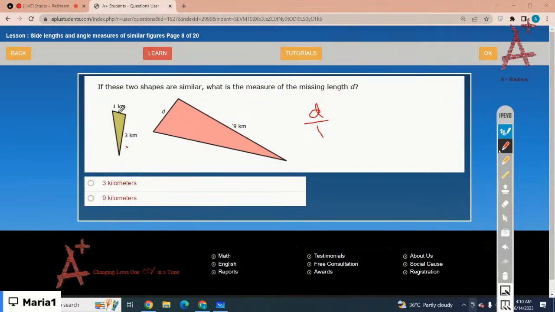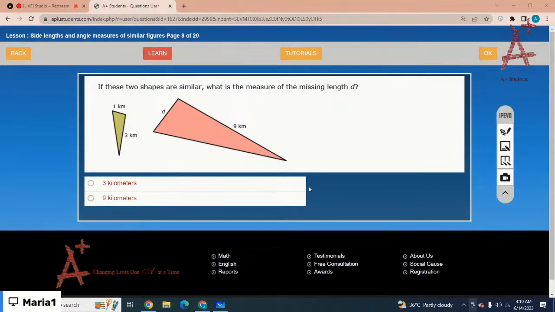d over 1. You have to form the proportion between the similar sides. It would be d over 1 and then 9 over 3. You have to calculate the value of d. d over 1 is d, and 9 over 3 is 3. So it would be 3. That means the missing side length d equals 3. Got it? So the correct option is 3 kilometers. Got it, everyone?